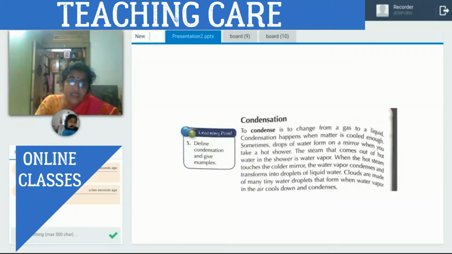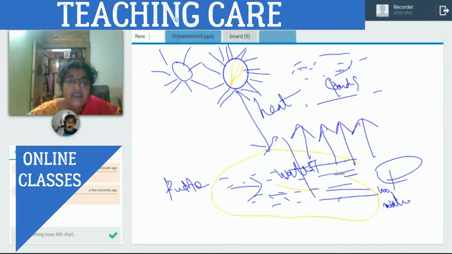Okay. That is, sometimes drops of water form on a mirror when you take a hot shower. Have you ever noticed? So when you take a shower with hot water, you can see some water drops on the mirror, right? So that water vapor has condensed from gas to liquid, right? Okay. Yeah.